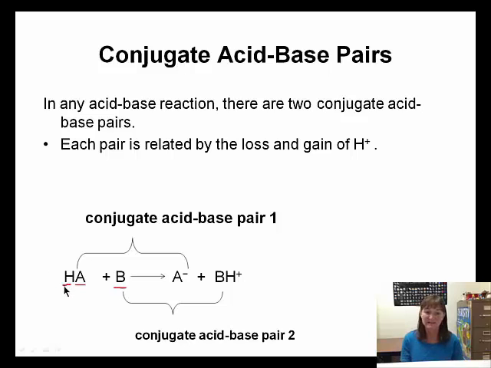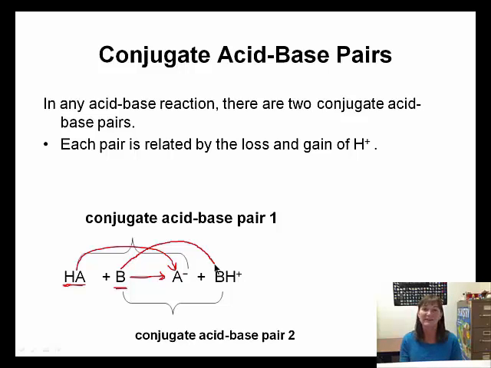So here's my acid-base reaction. What's going to happen as I proceed to the right is my acid is going to do like all good acids, and it's going to give up the hydrogen ion, and it's going to turn into just the A minus because it lost the hydrogen ion. So this right here would be 1 acid-base pair. My base is going to do what every good base does, and it's going to accept a hydrogen ion and turn into BH plus.